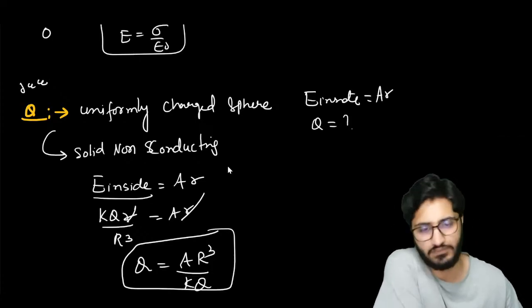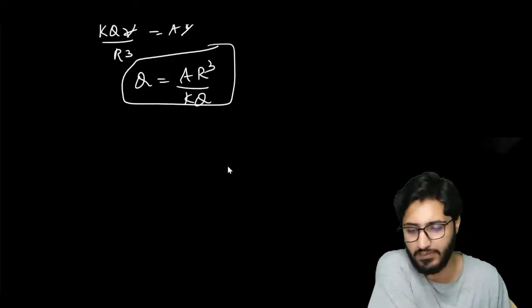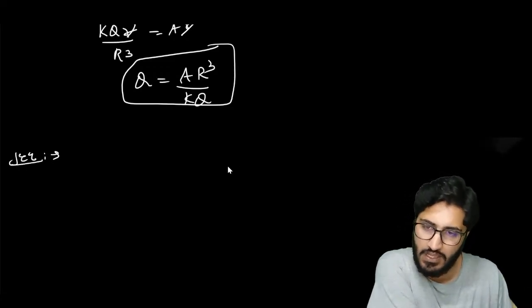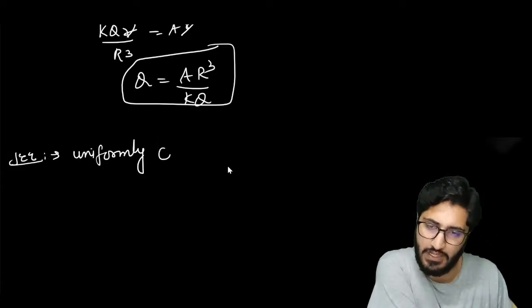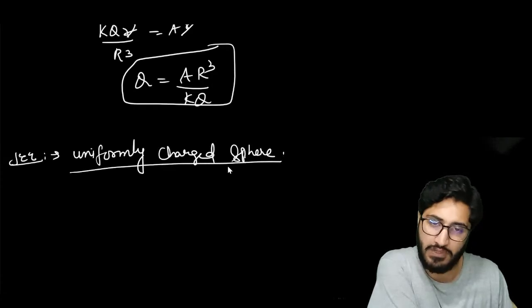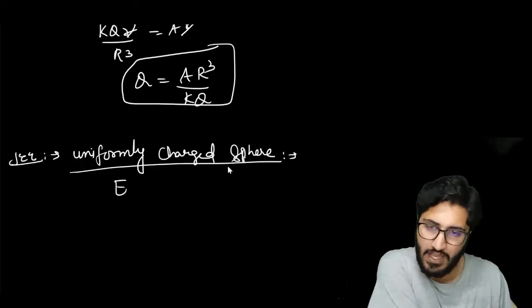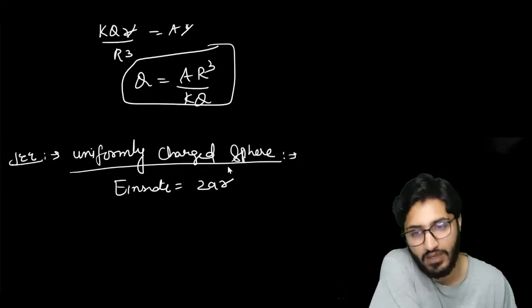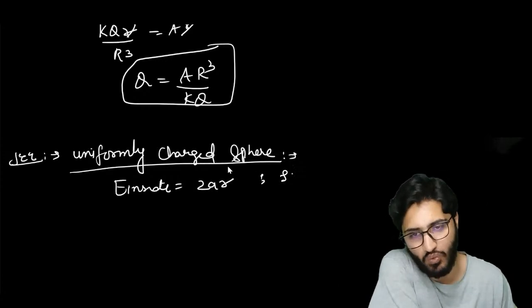Okay, one more numerical, the last numerical of today's class, also asked in JEE. If we have a uniformly charged sphere and E inside is given as 2AR, find the charge density, find rho.